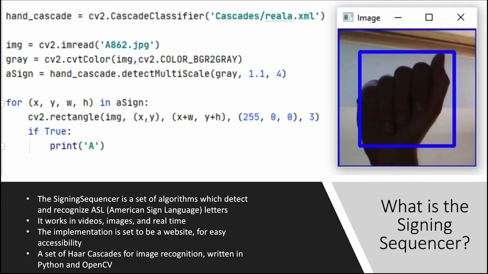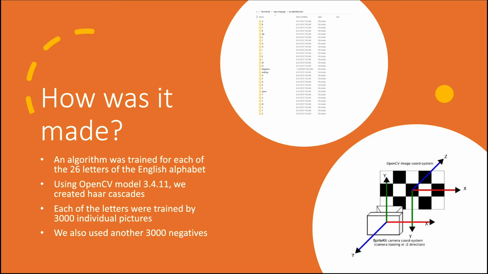As you can see, we have a snapshot right here of a little bit of our code. And you can see that the computer accurately identified the letter A in sign language. This is an image for presentation purposes, but as I said, it works in videos and real time. And the implementation of this algorithm is set to be on a website for easy accessibility. We created this through a set of Haar cascades for image recognition written in Python and OpenCV.